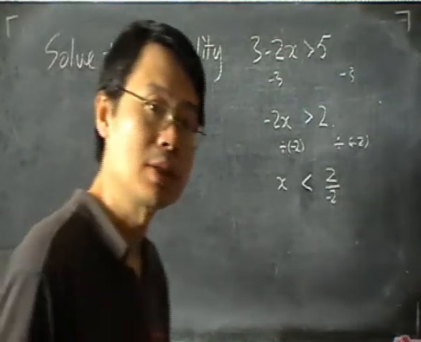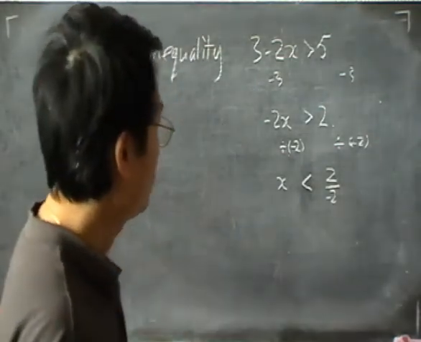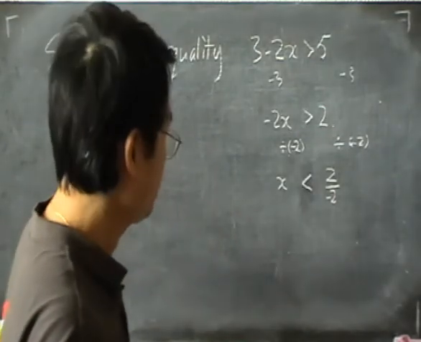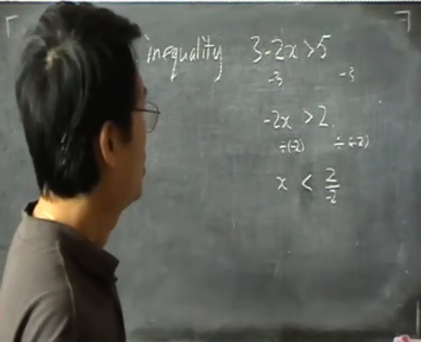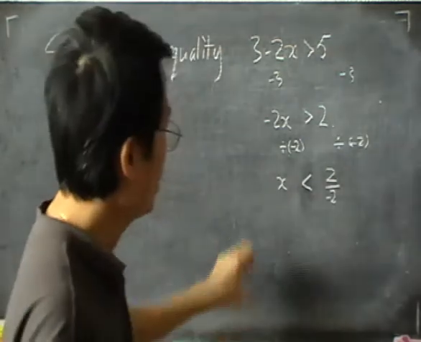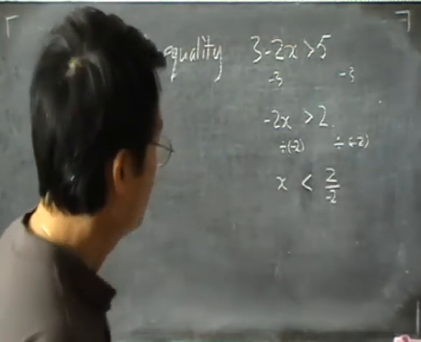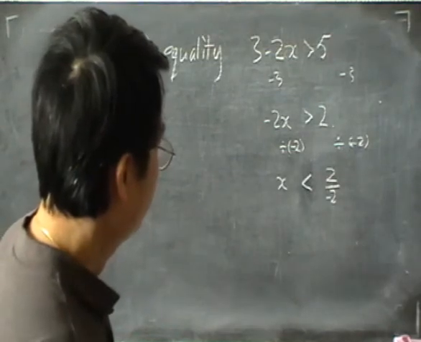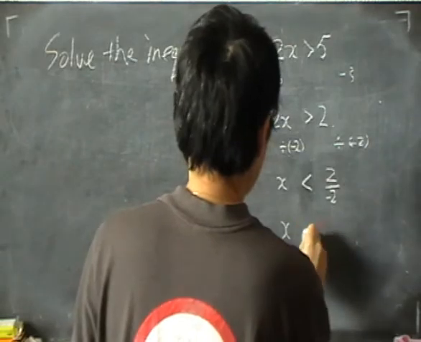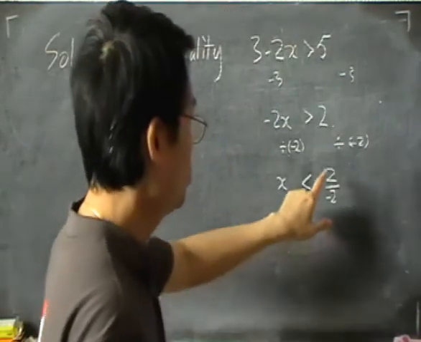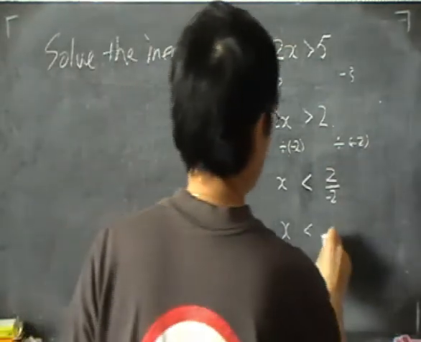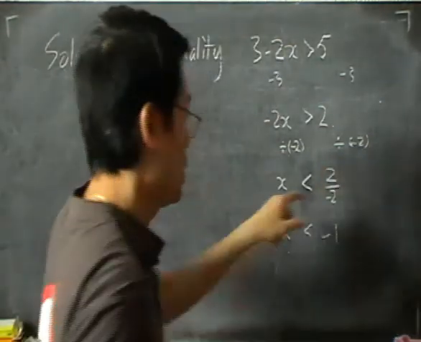Okay, this part might look a bit strange if you see this for the first time. I'll explain a bit more after I've finished this question. It's almost done. Then in the next step, I just need to simplify 2 over minus 2, which is minus 1. 2 divided by 2 is 1, and I have a minus sign.